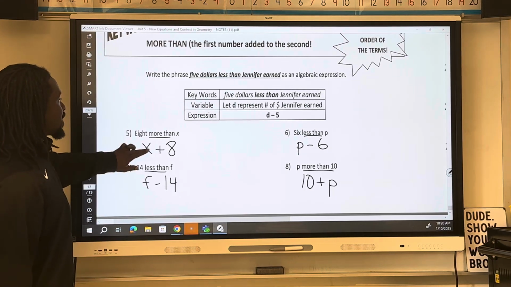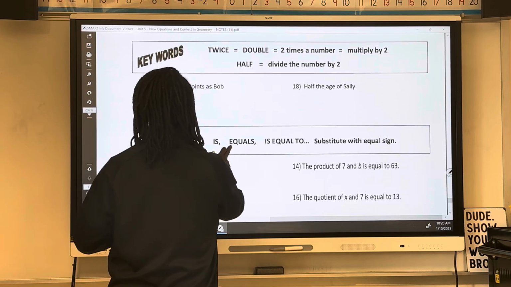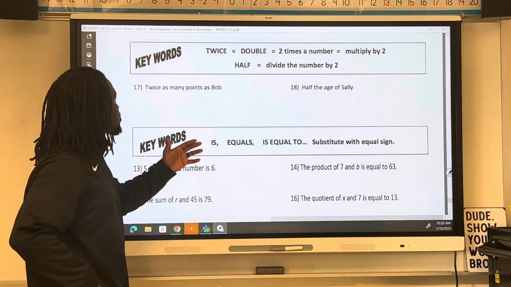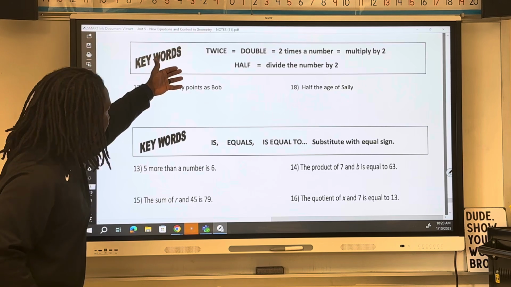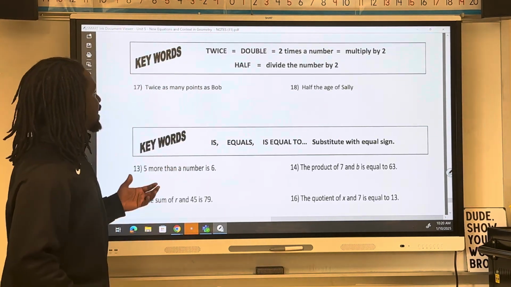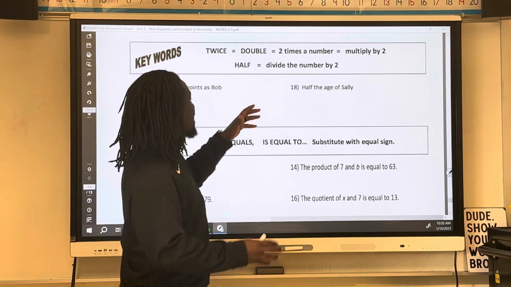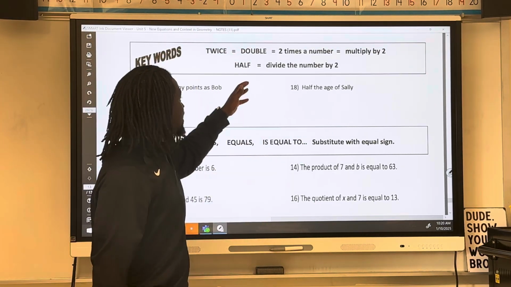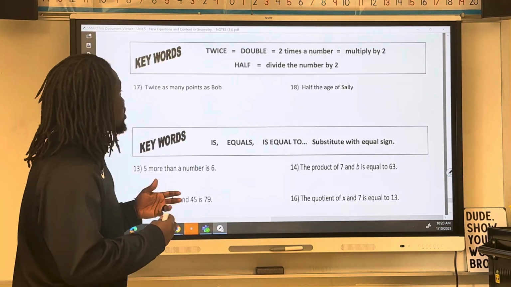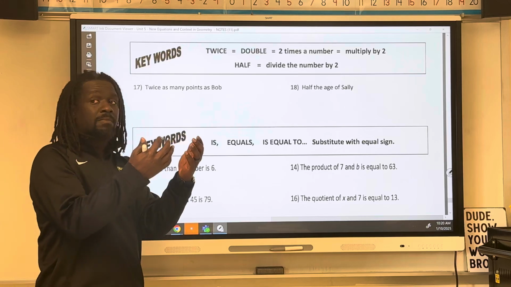All right, so we are halfway done. Let's move on to the next set of keywords. The next set of keywords are the terms twice or double. If I say twice or double, that means I'm multiplying it by 2. And then if I am taking half of something, that means I am dividing it by 2. Okay? Or if I said a third of something, that would be dividing it by 3.